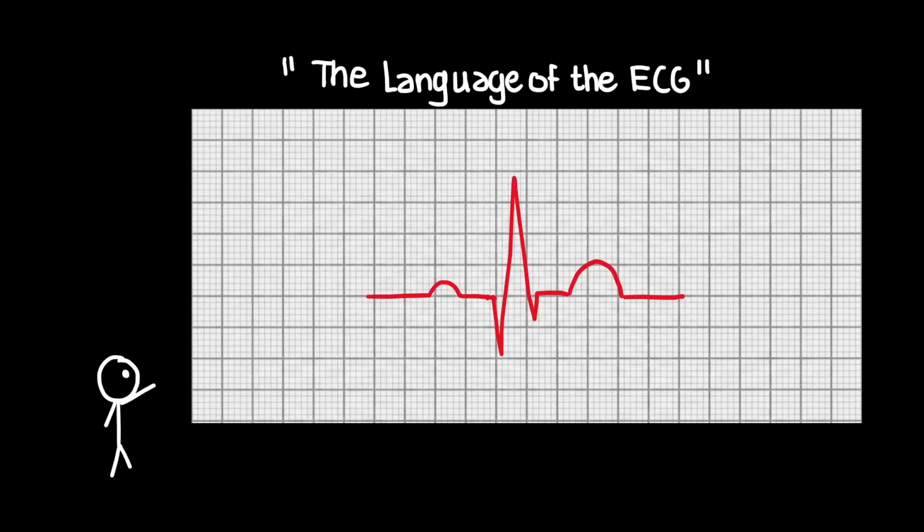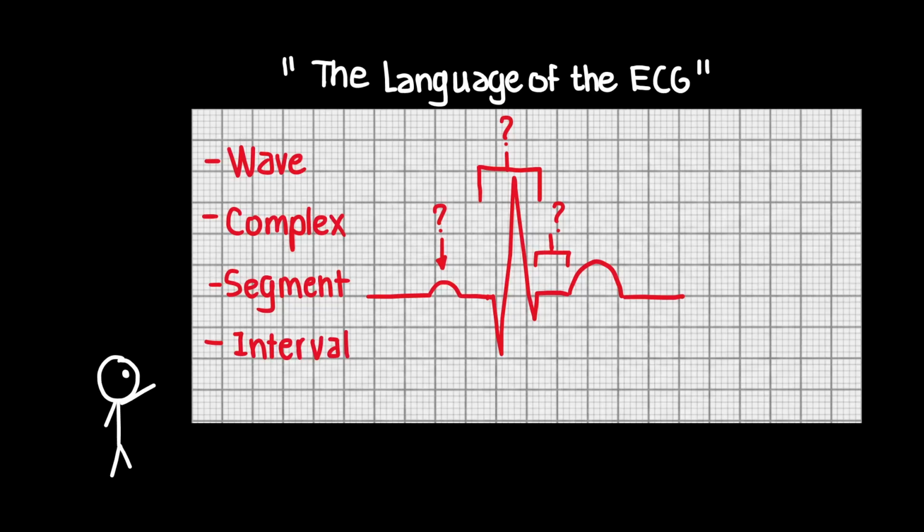Before reading the ECG, we need to agree on the language of the ECG. The ECG is a continuous line, one unbroken line moving across the paper. But we've given specific names to specific parts of it, and those names aren't interchangeable.